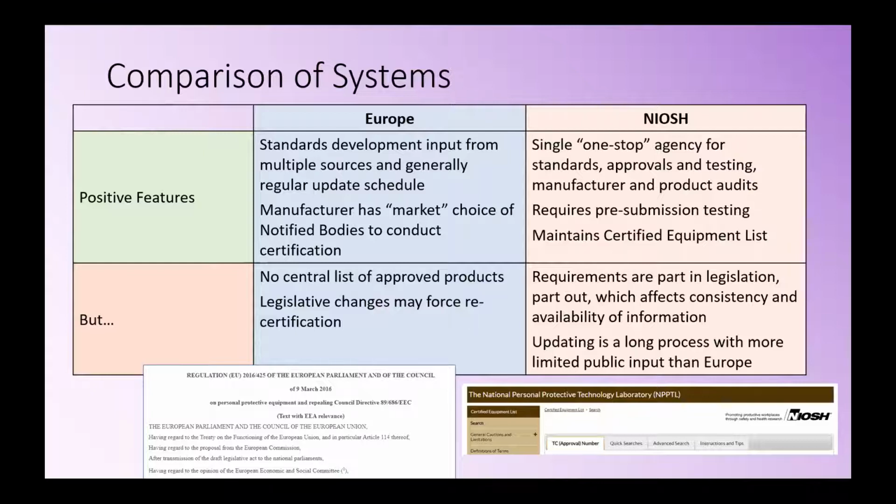With NIOSH, some things that we find difficult are the fact that some of the requirements are in legislation, so they're quite hard to change, of course, it's an act of Congress. And some parts of it aren't in legislation, and that can affect strange things like even a test humidity. For a gas test of a filter, it depends on whether the gas is mentioned in the original legislation or appears later, which is kind of odd.